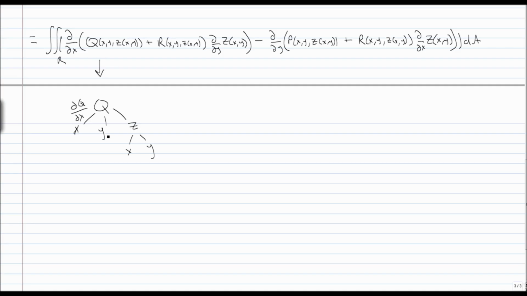We don't do partial q partial x down this path, because there's no x down there. But we do have to do partial q partial z, and then multiply that by dz dx, and then add everything together, right? So we have partial q partial x. Oh, sorry, I should have written these as partials, right? Because that's a function of x and y.